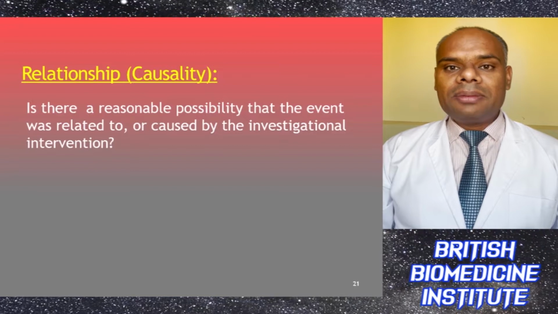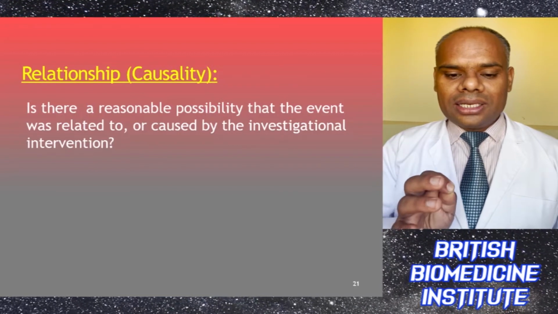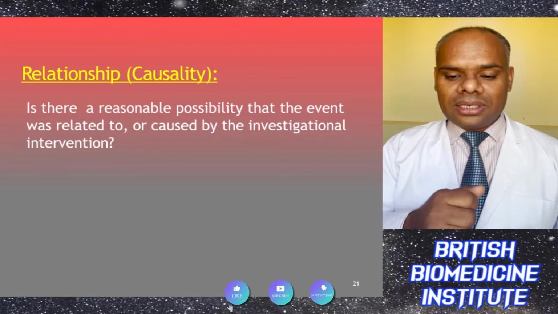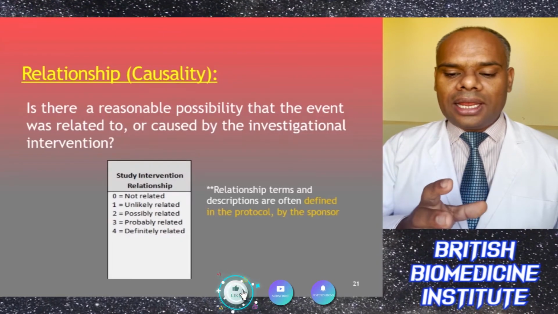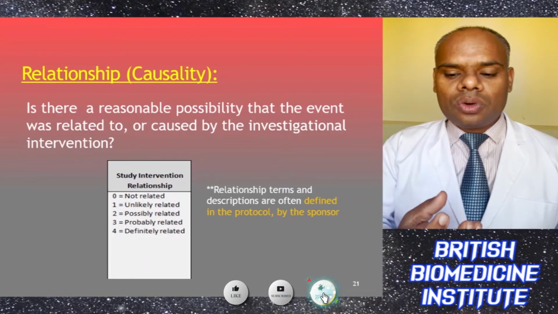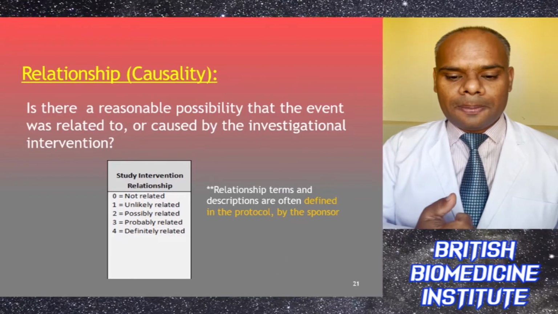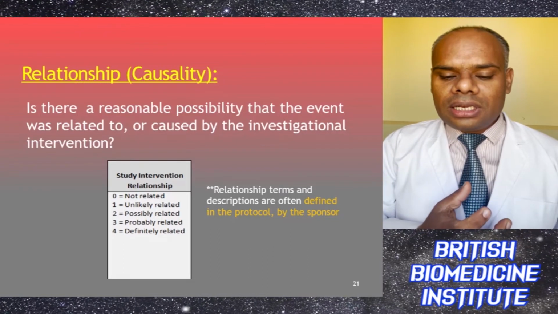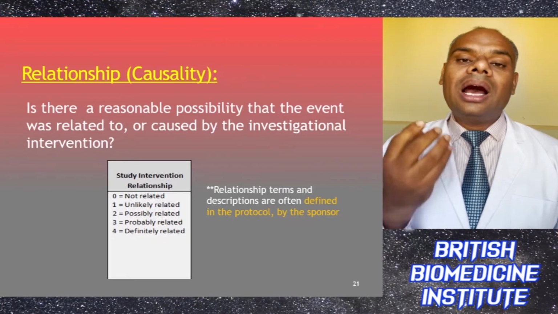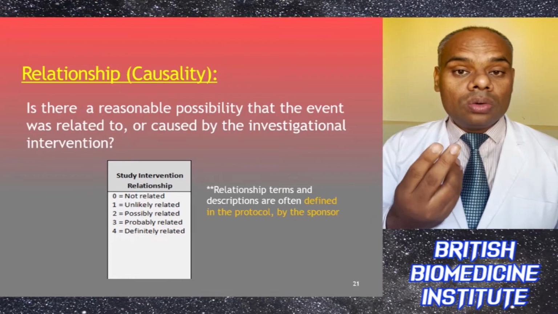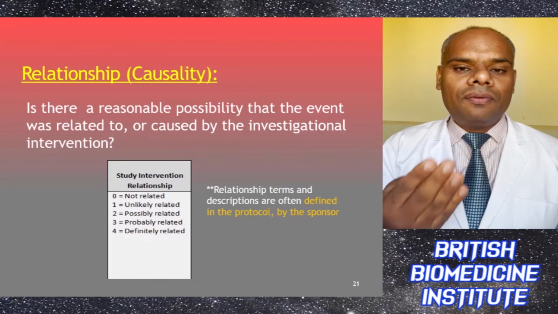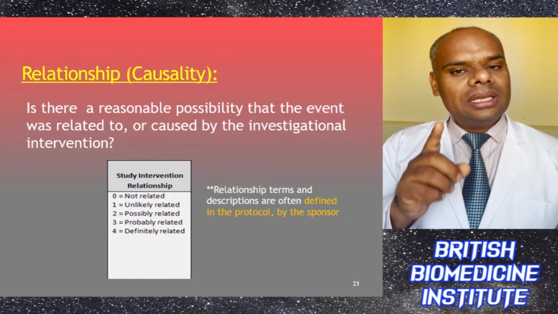Is there a reasonable possibility that the event was related to or caused by the investigational intervention? The relationship terms and descriptions are often defined by the protocol or by the sponsor. So the study intervention relationships are basically 0, not related; 1, unlikely related; 2, possibly related; 3, probably related; and 4, definitely related.